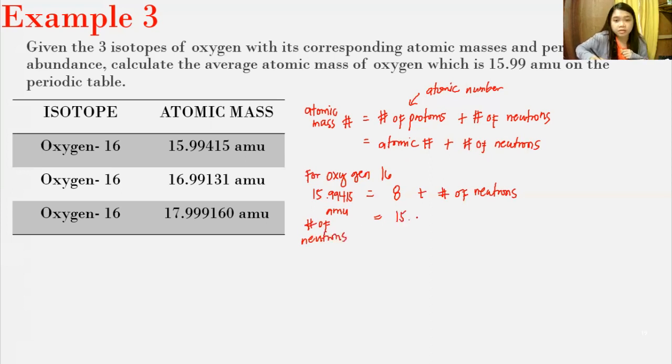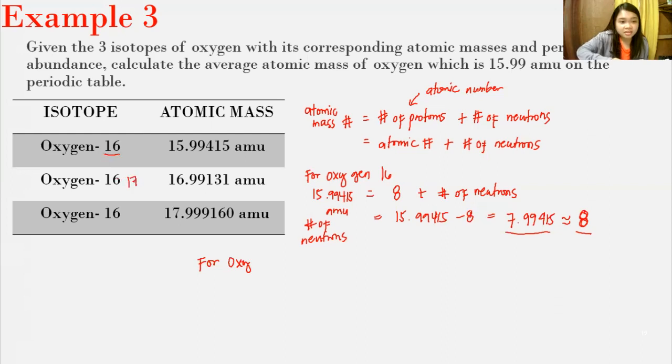So 15.99415 minus 8 gives 7.99415 neutrons, rounded off, which is equivalent to 8. But you could also express it in this value. Sorry, I just noticed this is oxygen 16, this is oxygen 17, not 16, and this is oxygen 18. Sorry.